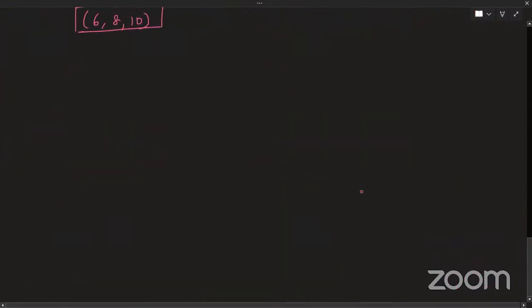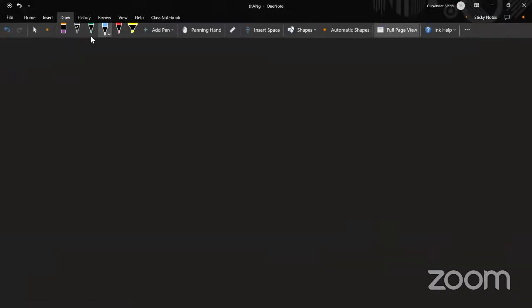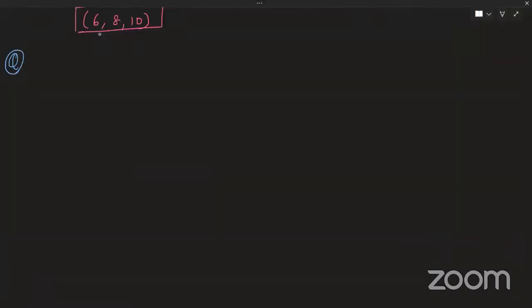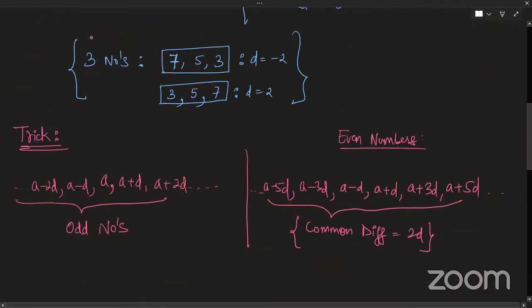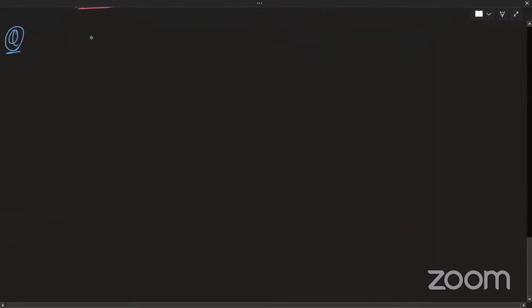Okay, great. Now, one question was easy doesn't mean every question will be. Some will be tough also in arithmetic progression. But I just wanted to explain this very small trick: whenever you have odd numbers, assume your numbers as a minus d, a, a plus d, a plus 2d like this, and when you have even numbers, assume it like this. This small trick I wanted to explain. So now, what difficult question should we do?